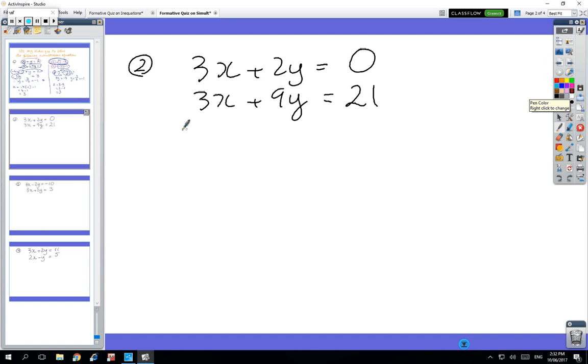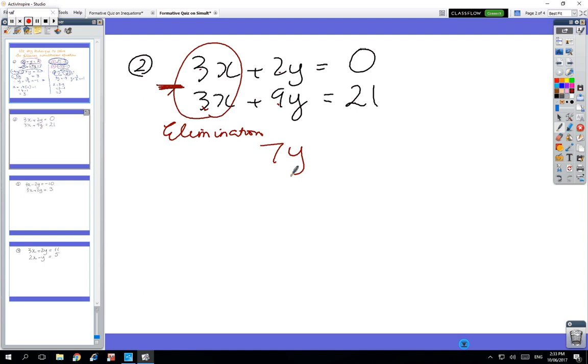Okay, the reason I'm going to use the elimination method is because those x's have the same coefficients. So if I subtract them, they're going to be eliminated. So I'm going to subtract: 3x minus 3x is no x, 9y minus 2y is 7y, 21 minus 0 is 21, and then y equals 21 divided by 7 equals 3.